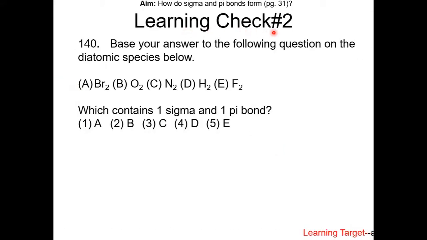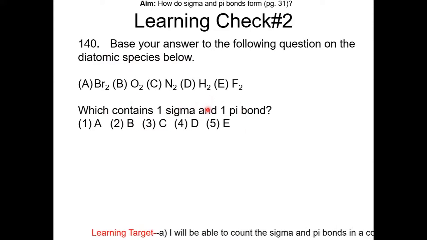Learning check number 2. Base your answer to the following question on the diatomic species below, which contains 1 sigma and 1 pi bond. Pause the video, resume when completed. 1 sigma and 1 pi bond means a double bond. By looking at the diatomic molecules here, only O2 has a double bond, so the answer is choice 2.